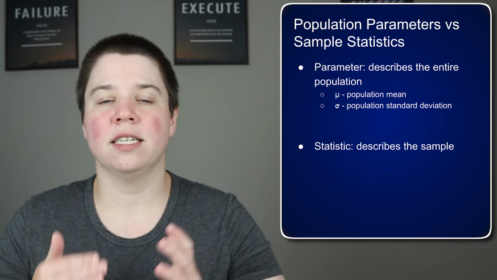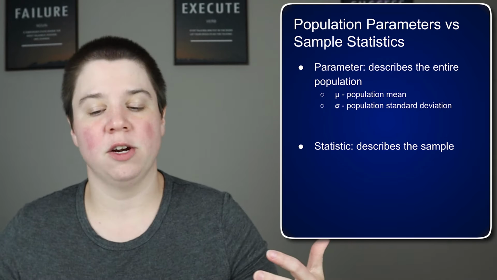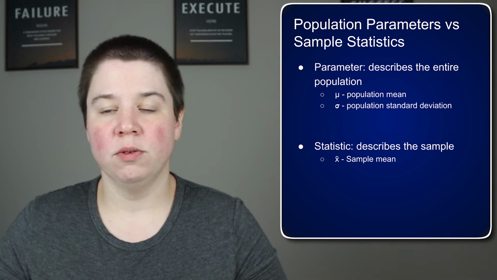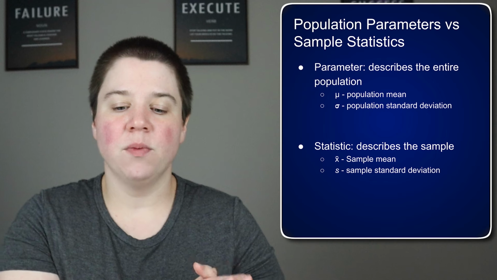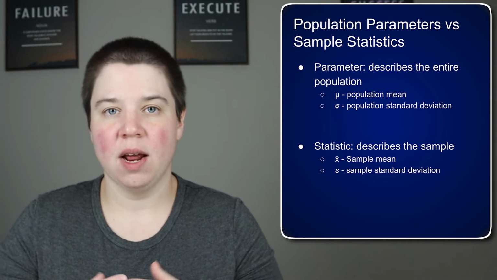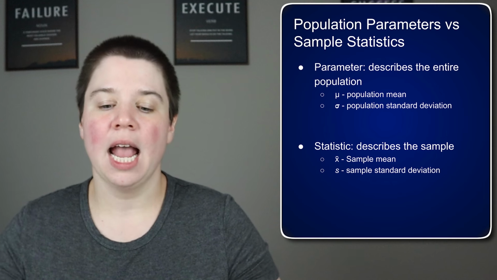Statistics describe a sample. They don't describe the entire population. And so we typically use X bar to be the sample mean, and we use S to be the sample standard deviation. And so these are different, and we need to understand that these are different.